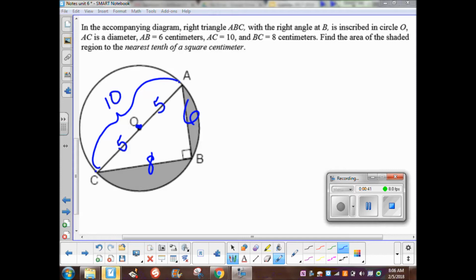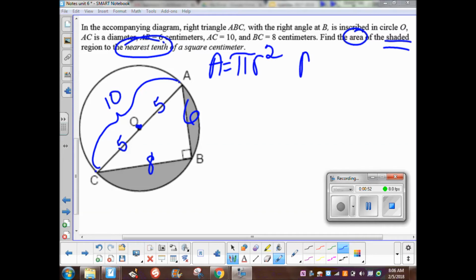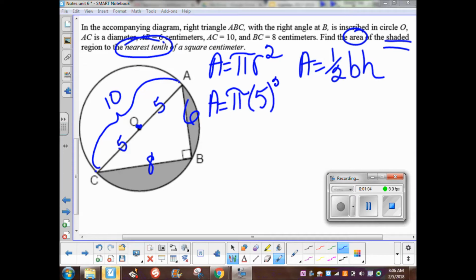Then it says find the area of the shaded region to the nearest tenth. Okay, so we've got a round. So the two formulas we're using, pi r squared, 1/2 base times height, and then we've got to subtract. So area equals pi times 5 squared. Why did I choose 5? Because it's the what? Anybody? It's the radius. So area equals 25 pi.